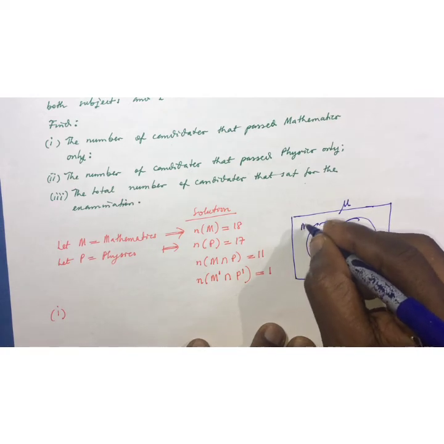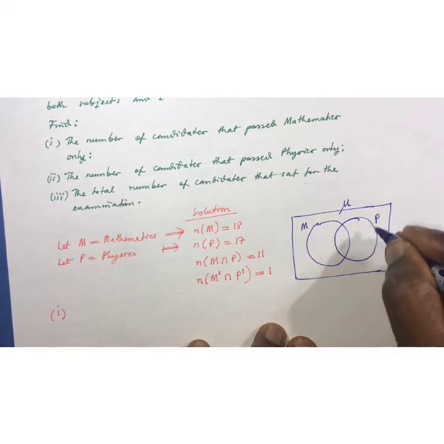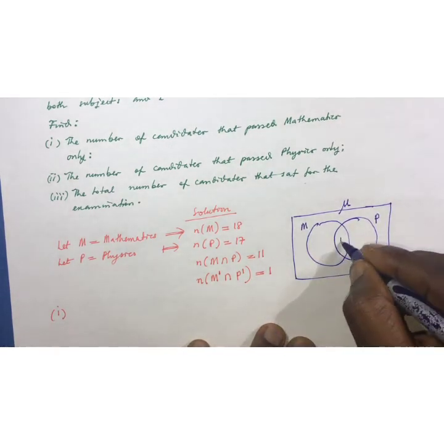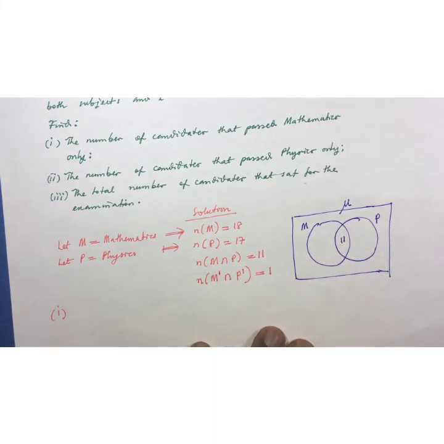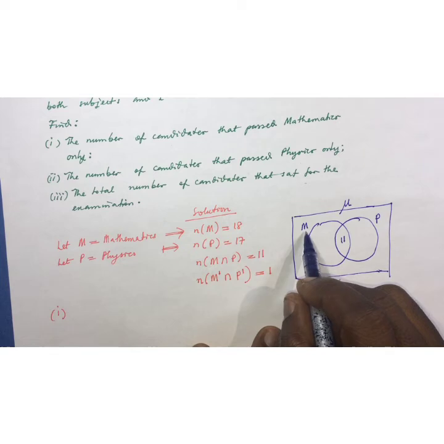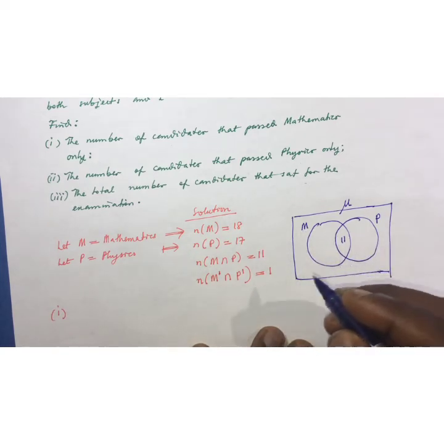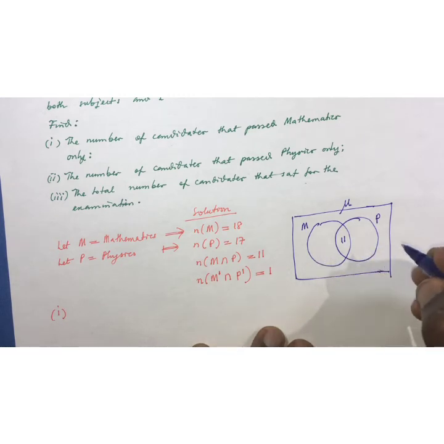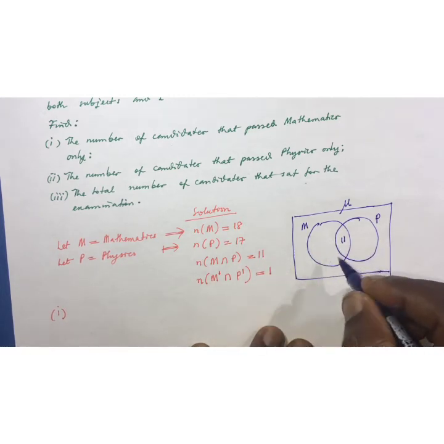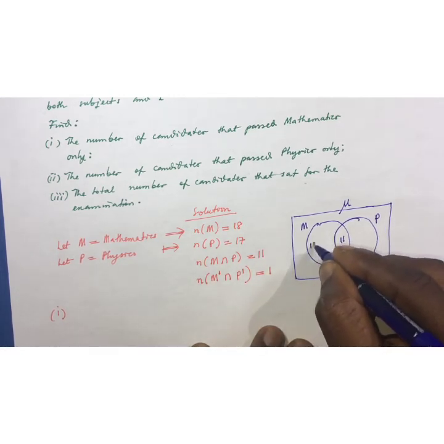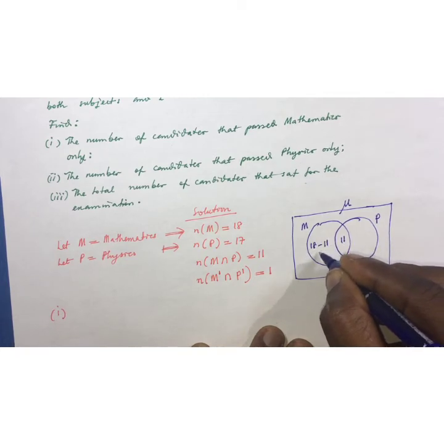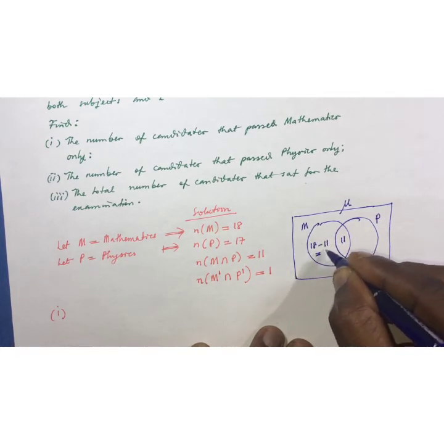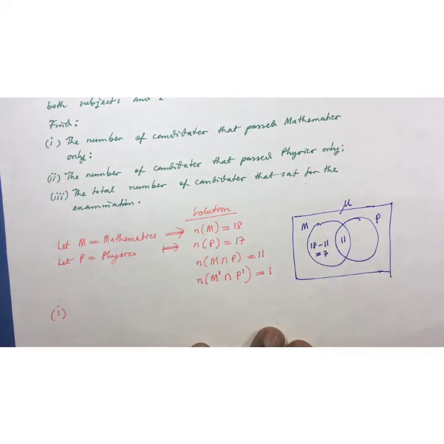Okay, so I'm going to use M here. I'm going to use P. Now we are told that 11 passed both. Okay, so M stands for the mathematics student that passed, the student that passed mathematics. So since 18 of them passed mathematics, then this will be 18 minus 11 passed mathematics only, and that will give us 7. So 7 candidates passed mathematics only.